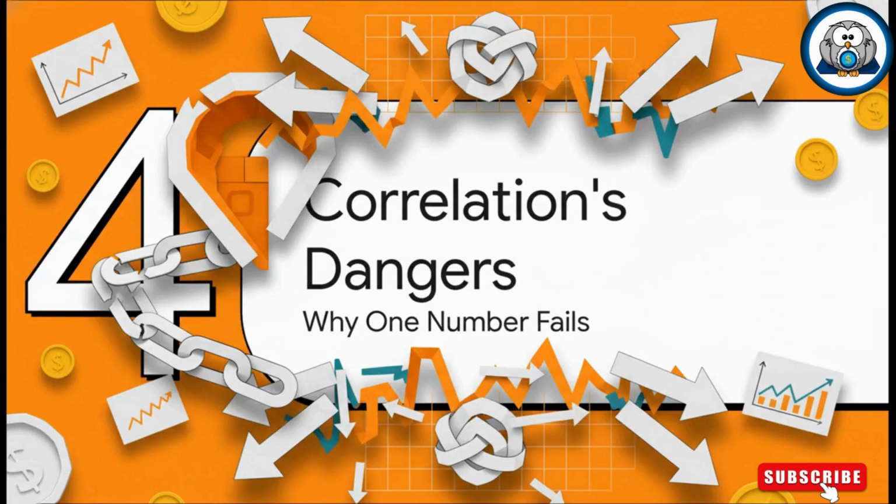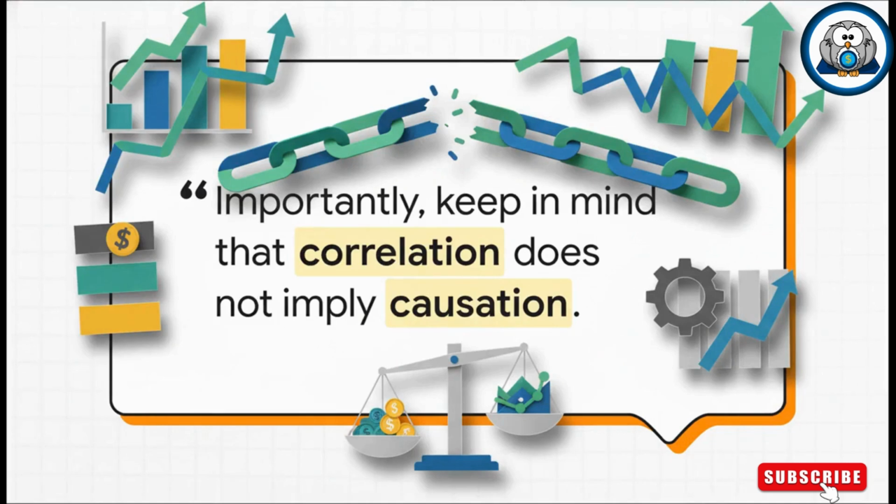Okay, so we've got our nice, clean, precise number. We're done, right? Not so fast. Even with a number as great as the correlation coefficient, there is a massive, fundamental trap that we have to be so careful to avoid. And here it is. This might be one of the most important rules in all of statistics and finance, so burn it into your brain. Correlation does not imply causation.